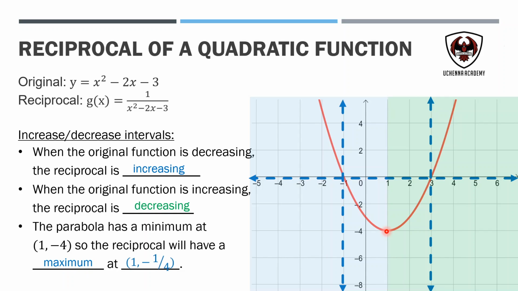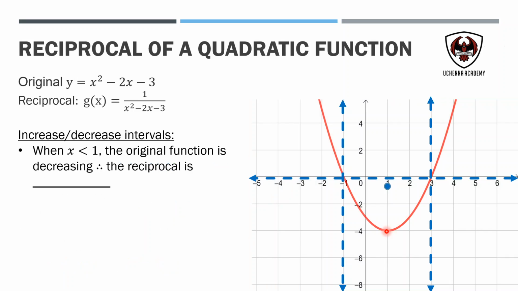The y coordinate will be 1 over that, so it'll be -1 over 4 instead of -4. So that's going to be the maximum in our reciprocal. Okay, what else can we figure out?